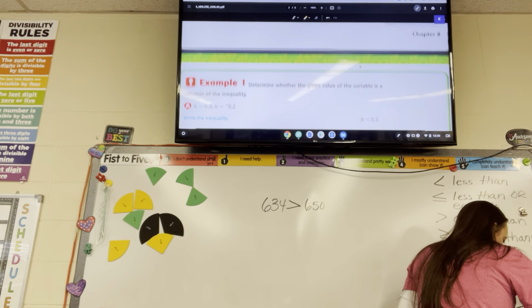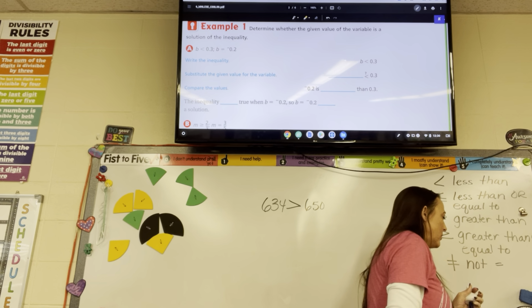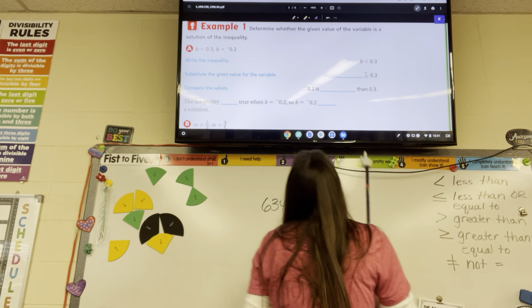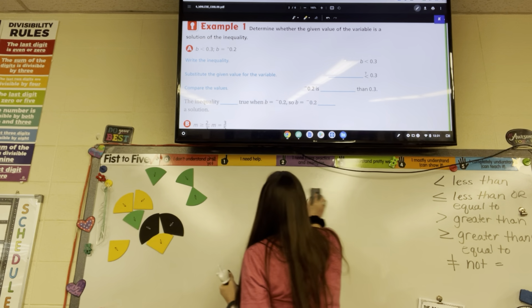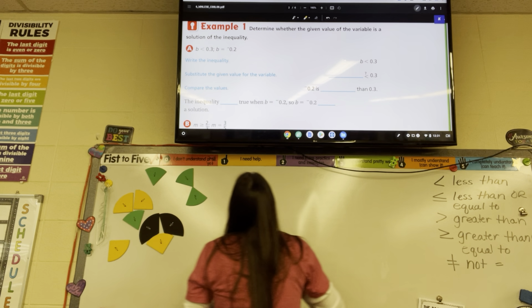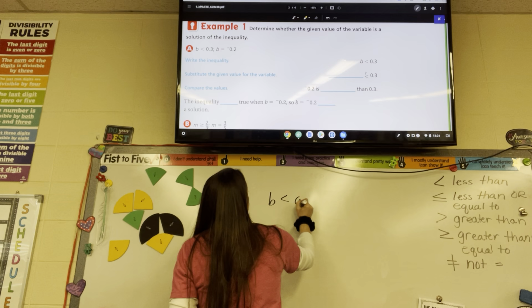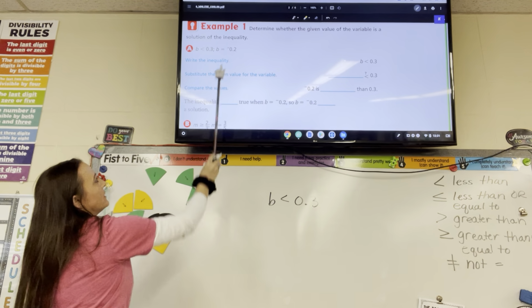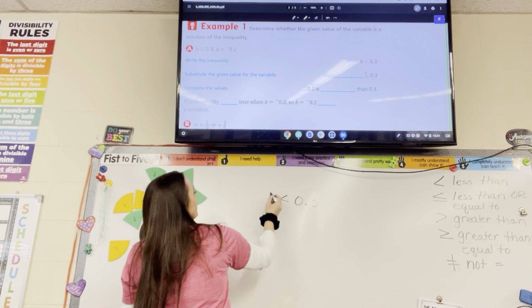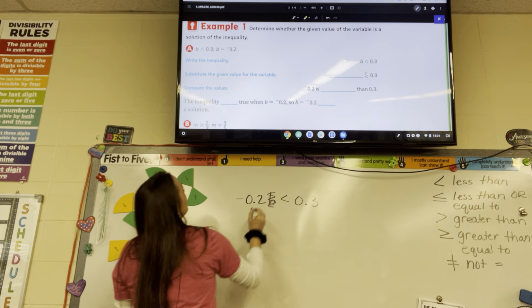Okay. All right, next page. Determine whether the given value of the variable is a solution. So here's our inequality. B is less than 3/10. And they want us to plug in -2/10 for B. So I'm going to cross that out and write -2/10.